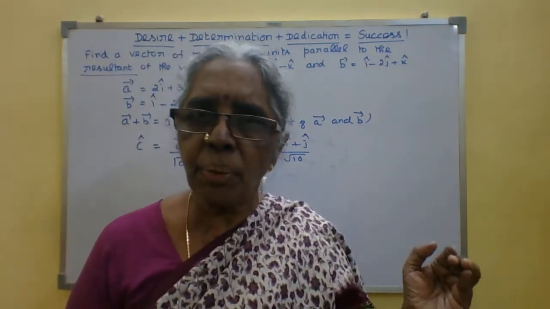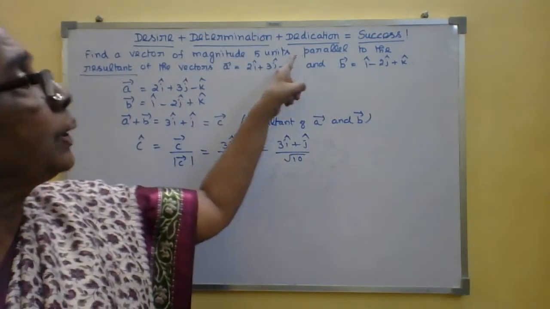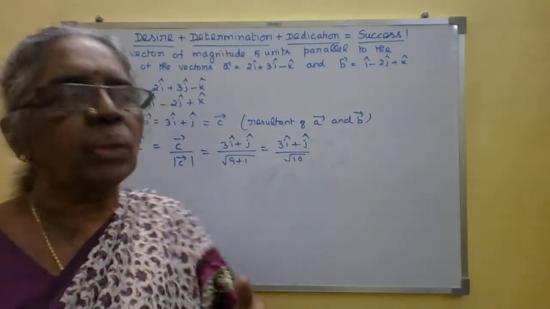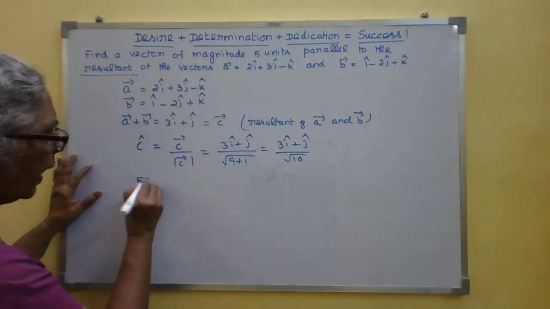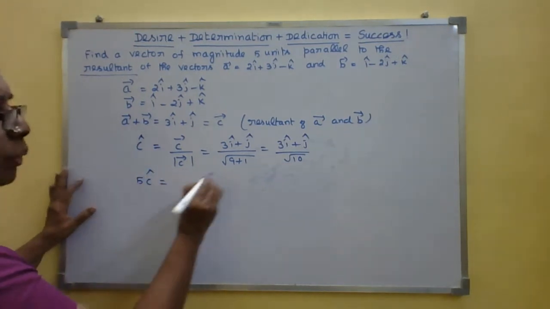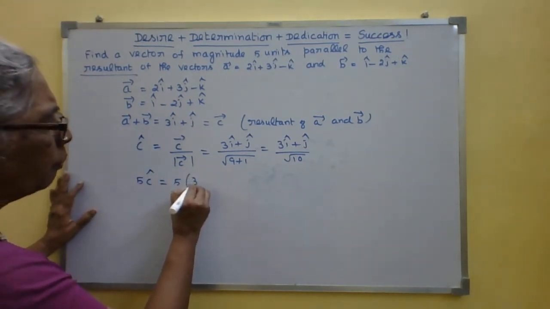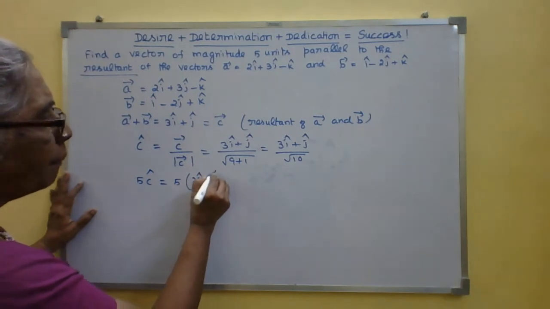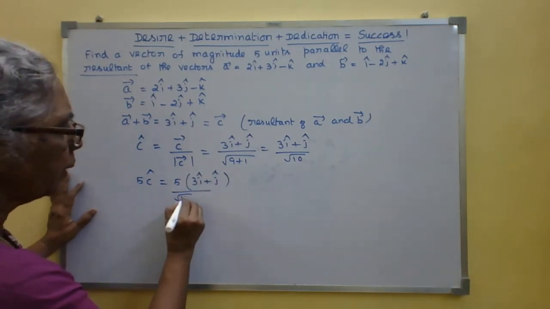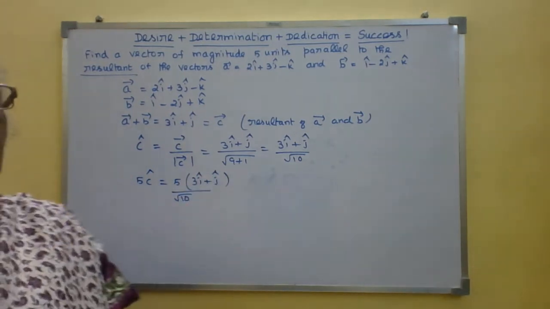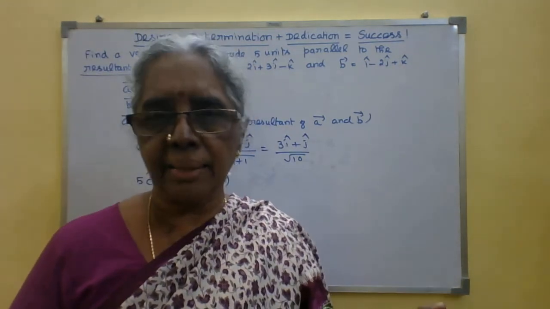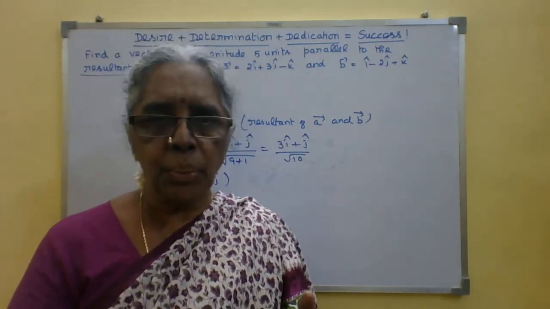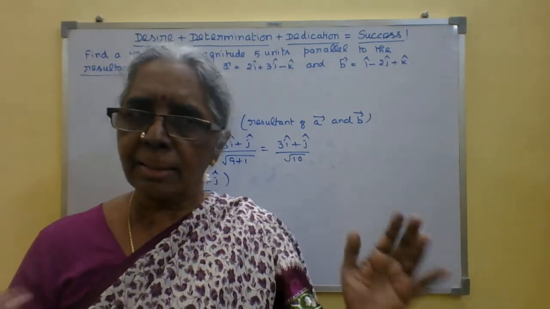What is the magnitude here? 1. But what magnitude do you want? You want 5 units. So you just have to find 5 c cap. So 5 into 3i cap plus j cap by root 10. This is what you want. But it is always better to rationalize the denominator, because the root thing, if you keep it in the numerator, that is the proper format.